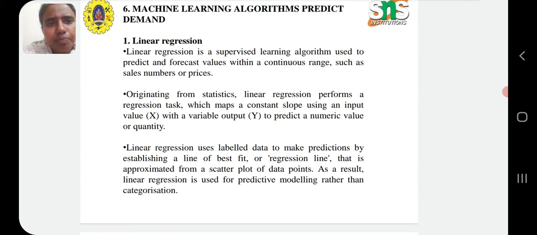Linear regression uses labeled data to make predictions by establishing a line of best fit, or regression line, that is approximated from a scattered plot of data points. As a result, linear regression is used for predictive modeling rather than categorization.